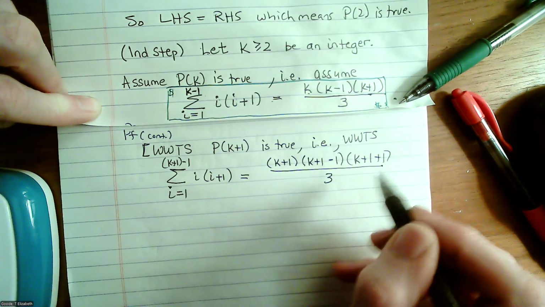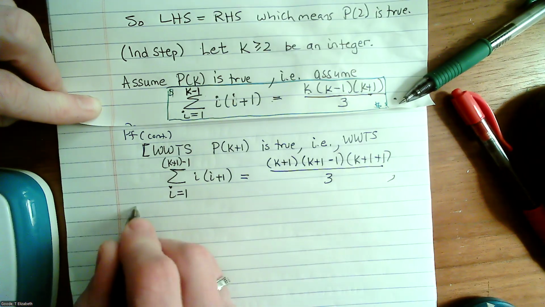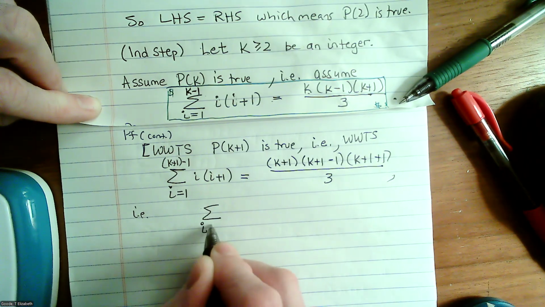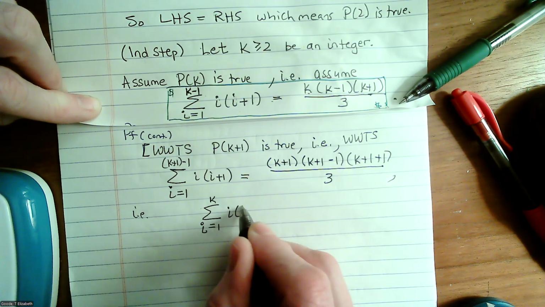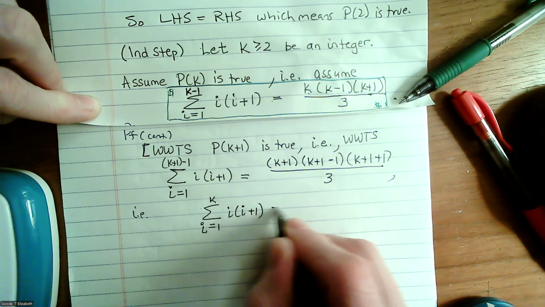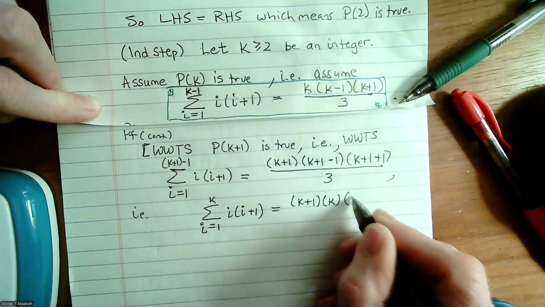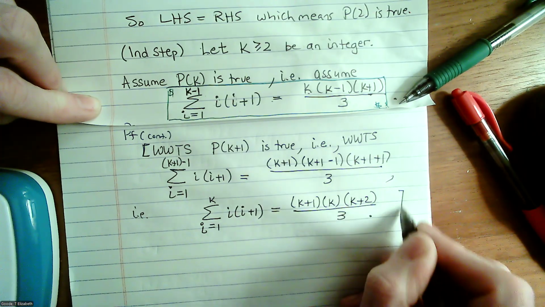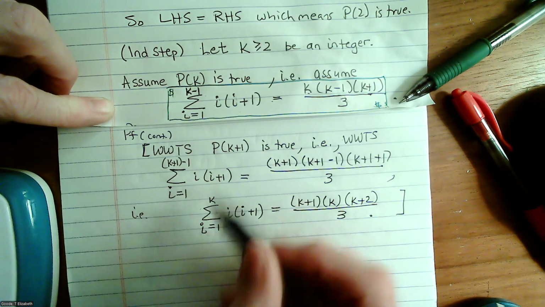We can leave it like that, but it might be a little helpful just to realize we're really looking at the sum from i equals 1 to k of i times i plus 1 equals k plus 1 times k plus 2 over 3. And that's our wish. We wish to prove that that's true.